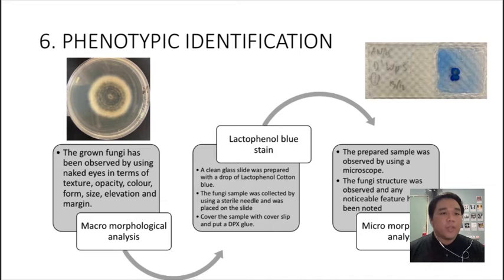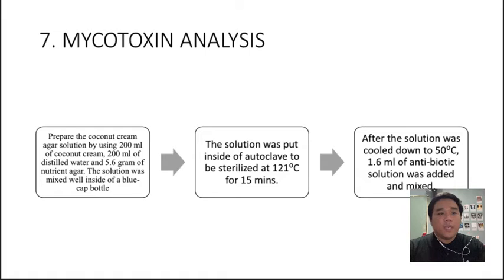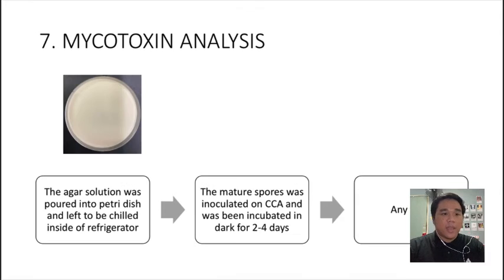For the phenotypic identification, there are 2 types: macromorphology analysis and micromorphology analysis. For the macromorphology analysis, I observed using the naked eye. As for the micromorphology analysis, I took the fungi sample and did a staining process so that it can be observed under the microscope. Finally, for the mycotoxin analysis, I prepared coconut cream agar, CCA, on the petri dish so that I can incubate the fungi on the CCA and observe it under UV light.